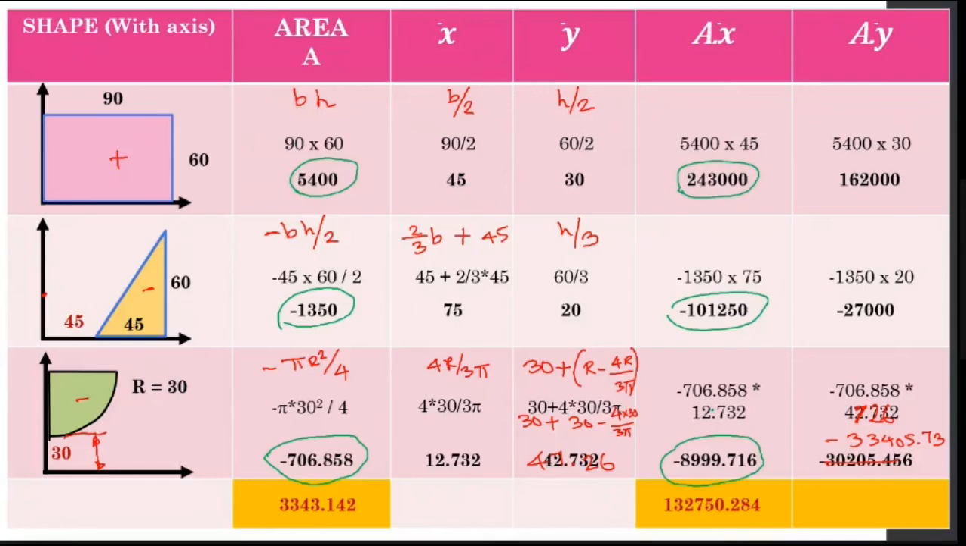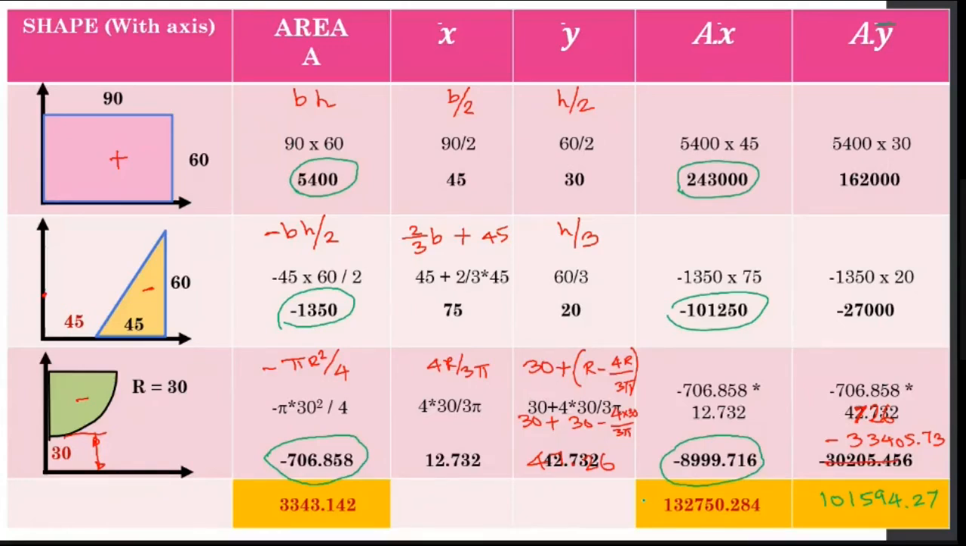Next, I am going to add the other terms. So 162,000 minus 27,000, minus 33405.73. So you will get 101,594.2. So this is my A into Y bar. Right? Any doubt up to this? No, sir.